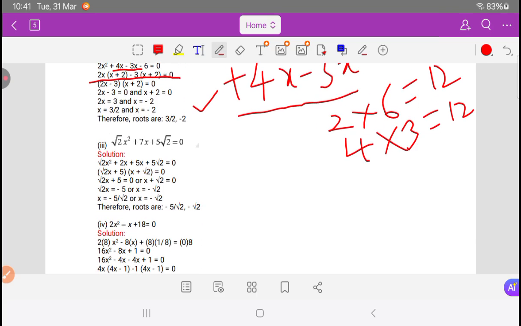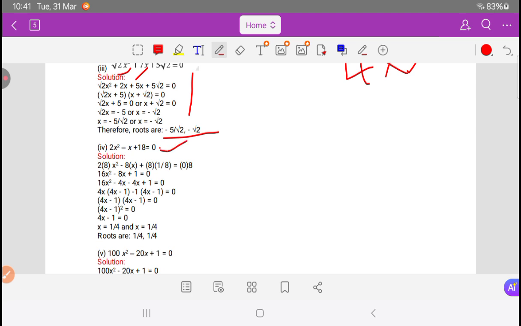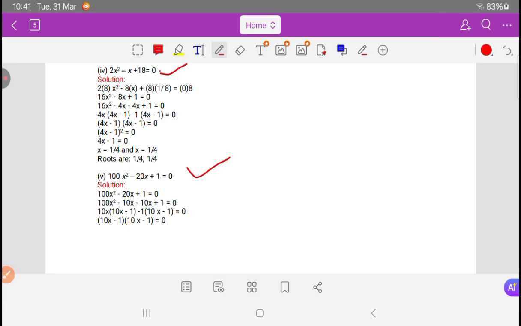Another one is root 2 x square plus 7x plus 5 root 2. 7x can be written as 2x plus 5x. On simplification, you will get the roots like this. Similarly, the fourth question is the same, and the fifth question is also the same.